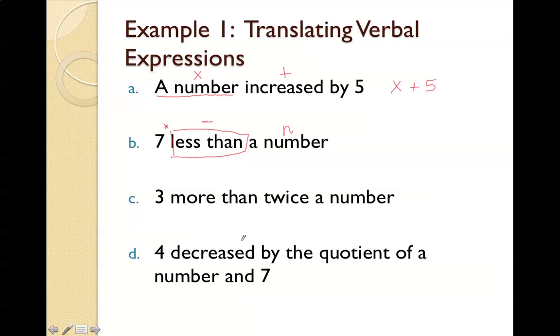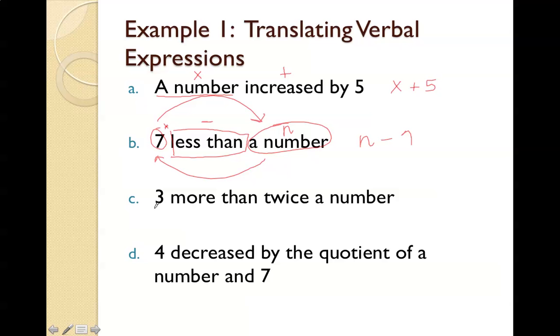Now, you remember when we said more than and less than is a special case, and that it's going to flip the order. So what's going to happen is that this front number and this after the less than are going to switch places. The 7 is going to go behind the less than, and my variable is going to go in front of the less than, so that it will look like a number minus 7. Those two things just switch places. And that always happens with less than and more than.